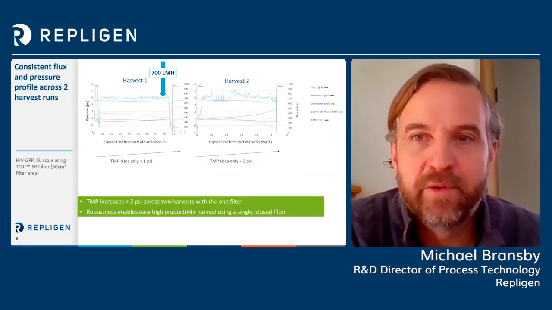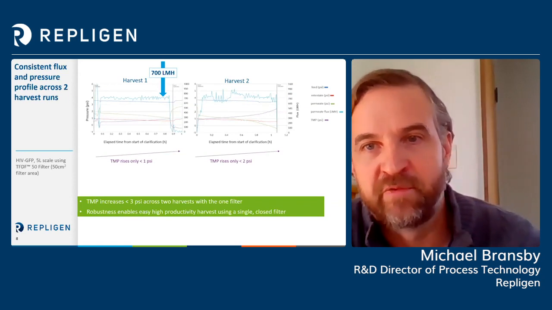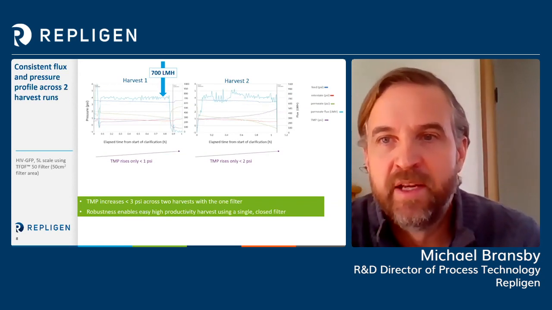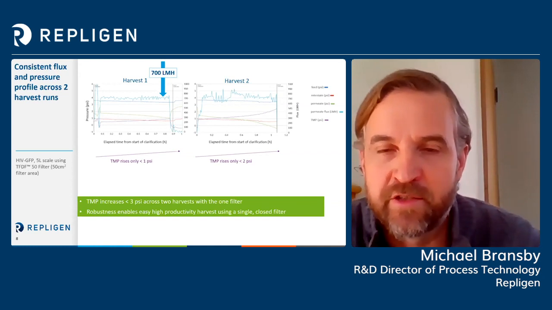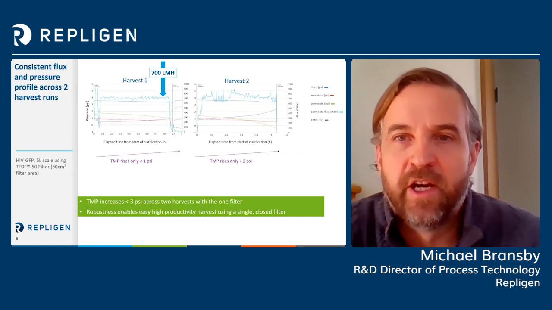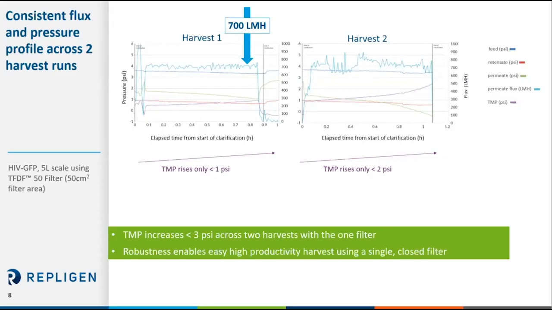So earlier, I showed you a graph of one harvest of pressures and flux versus time. I want to show you the exact same graph here, but for the 2 harvests that we just described in the last slide. During harvest 1 at 750 LMH, TMP increases less than 1 PSI, again, essentially no fouling. Over the course of the second run, it rises a bit, but still only 2 PSI. Therefore, both harvests are completed with the same filter with a total of less than 3 PSI increase.